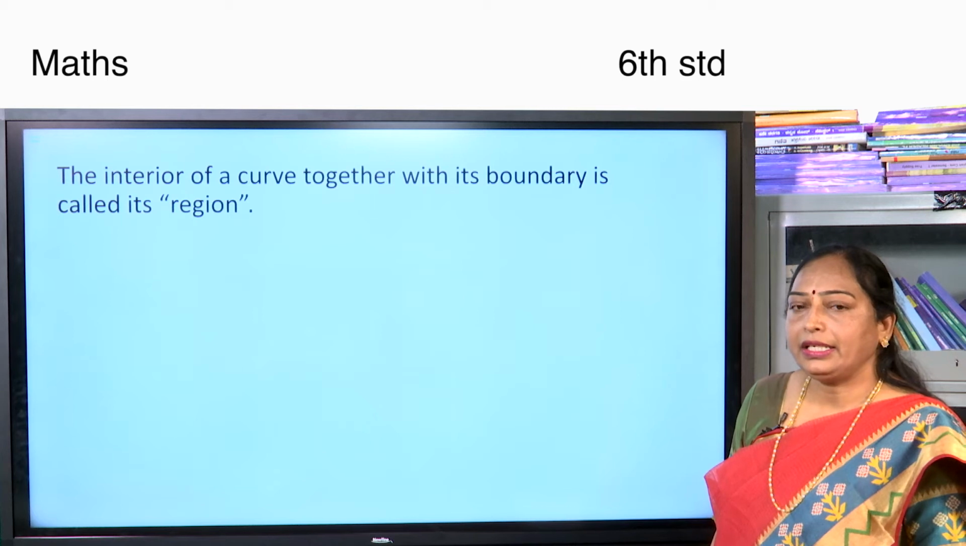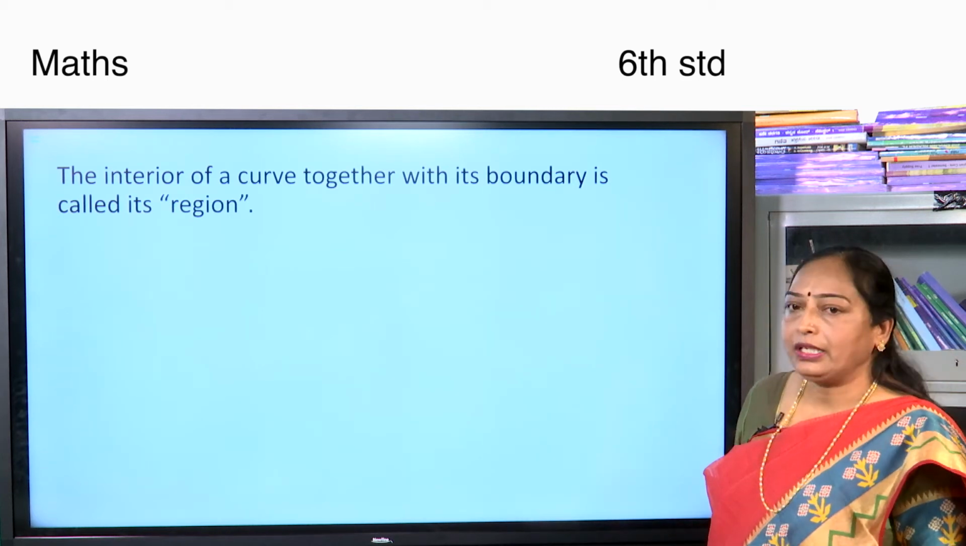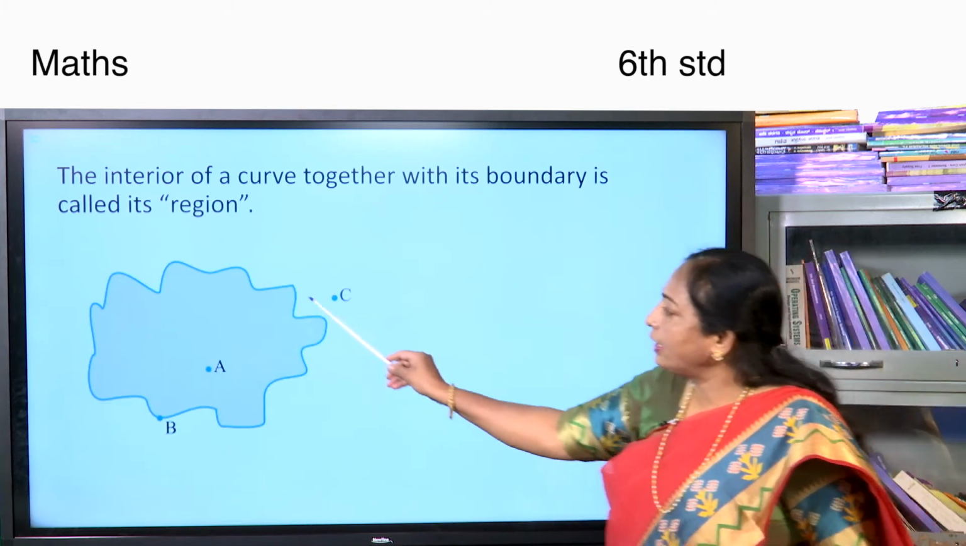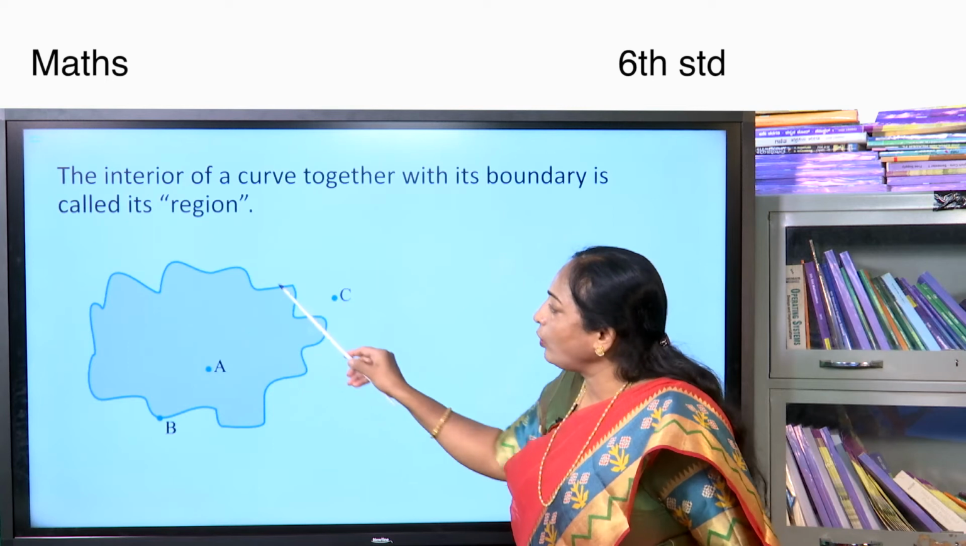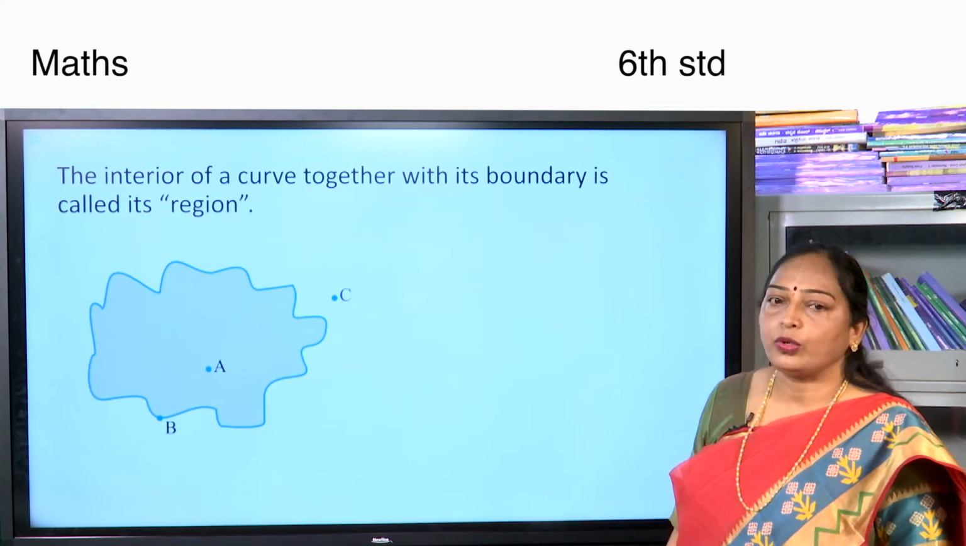The interior of a curve together with its boundary is called its region. Interior and the boundary together is called its region.